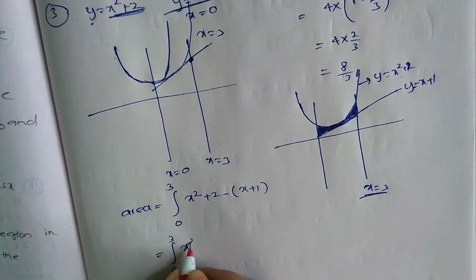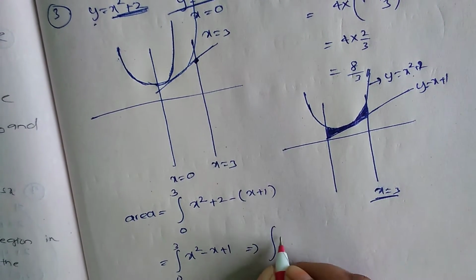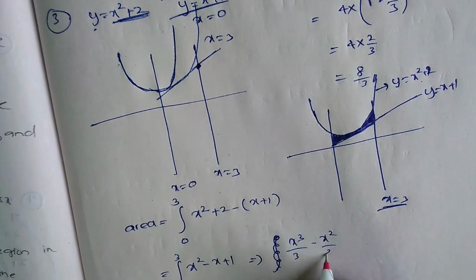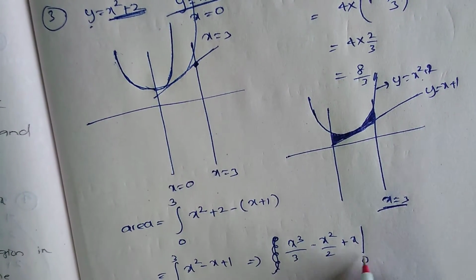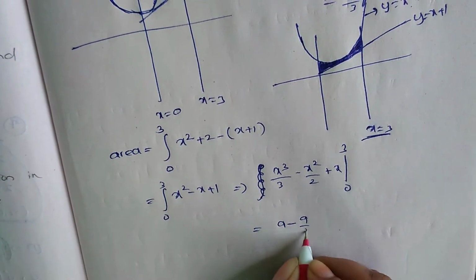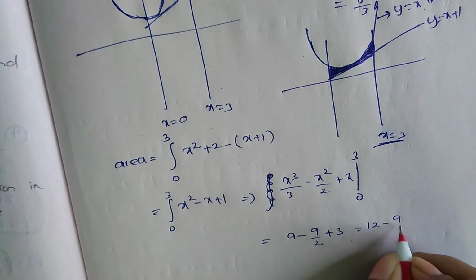Integral from 0 to 3 of (x² - x + 1) dx. Wait, I'll integrate it. x³/3 - x²/2 + x from 0 to 3. What do you get? 9 - 9/2 + 3. Yes, 12 - 9/2.